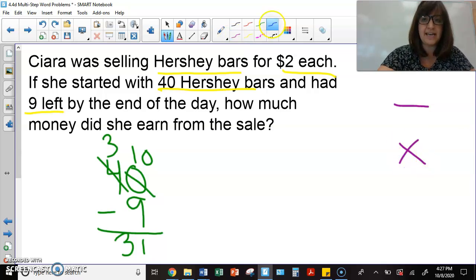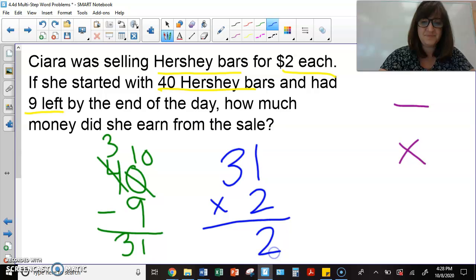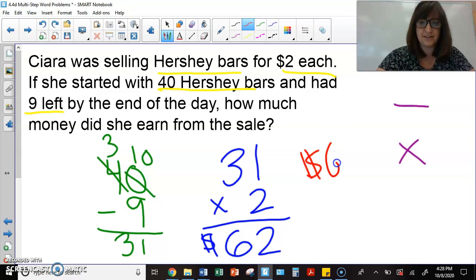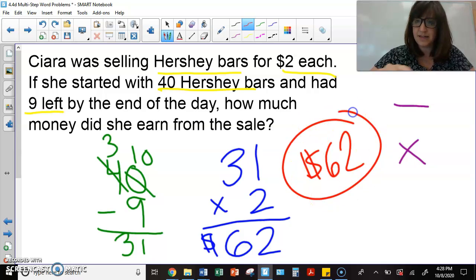So I'm going to take 31 Hershey bars and I'm going to multiply it by 2. And that means that she gets $62 from the sale. Man, she made a good amount of money. I need to start selling Hershey bars.